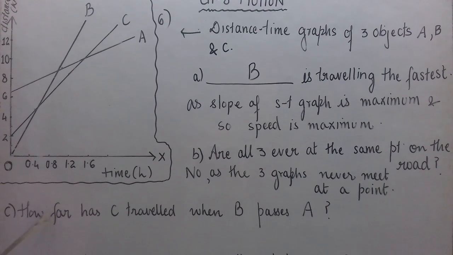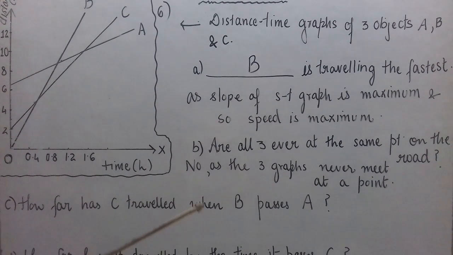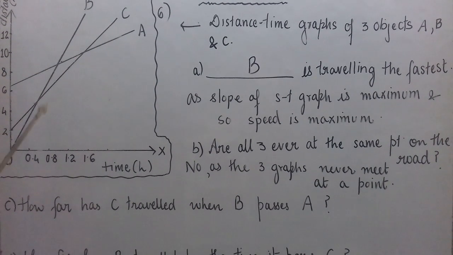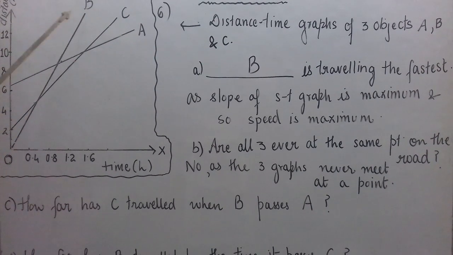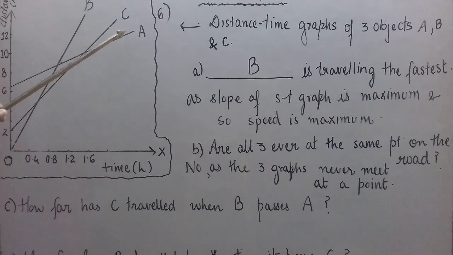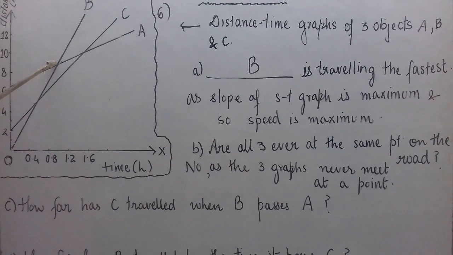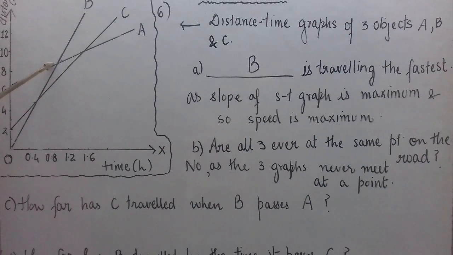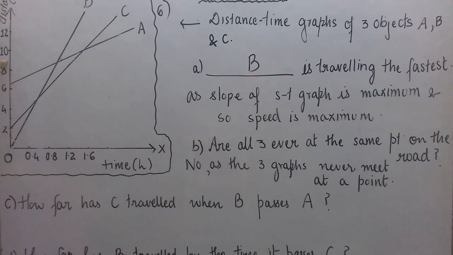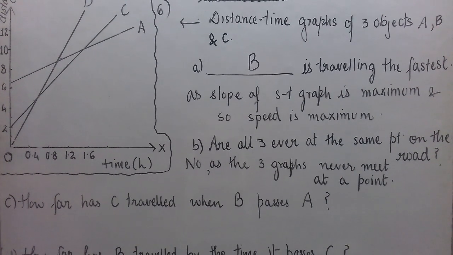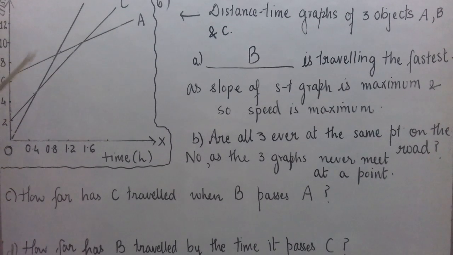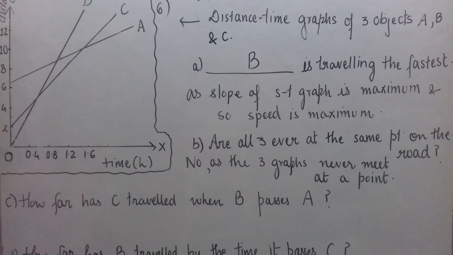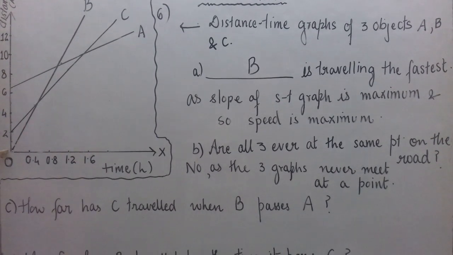Now question C is, how far has C travelled when B passes A? Let us see. B passes A. This is B's graph and this is A's graph and the two intersect at this point. How far has C travelled when B passes A? I have already explained that by drawing a dotted perpendicular on the distance axis, we can find out the distance from the origin. But who has started from origin? B. So that is the distance travelled by B when they meet.